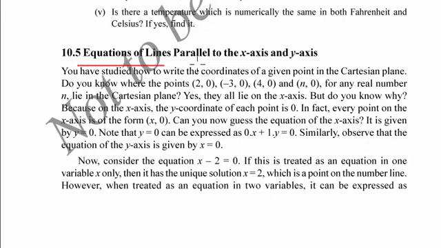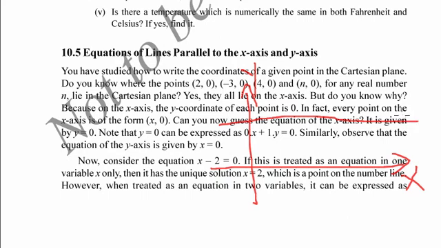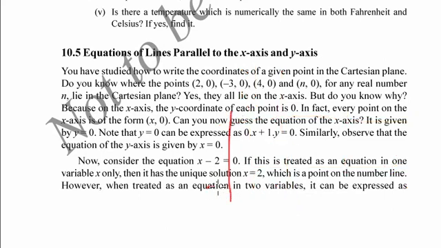Equations of lines parallel to x-axis and y-axis. There are some equations which are parallel to x-axis, and there are some equations which are parallel to y-axis. Now let us plot some of the points. x, y: 0, 1, 2, 3, 4, 5, 6, 7 and 1, 2, 3, 4, 5, 6. Now let us plot 2, 0.